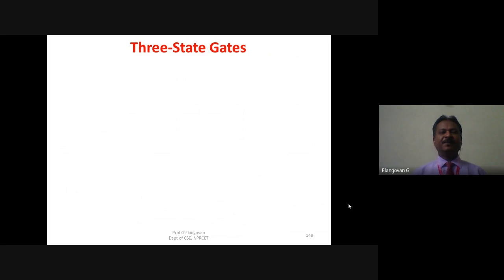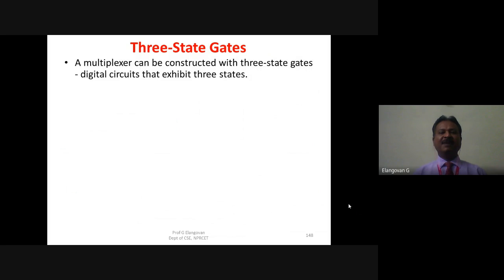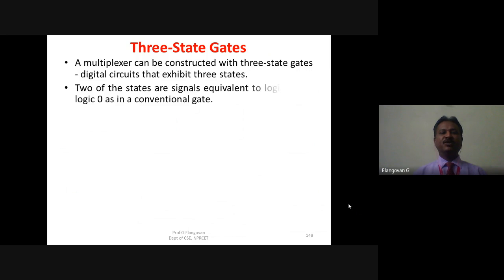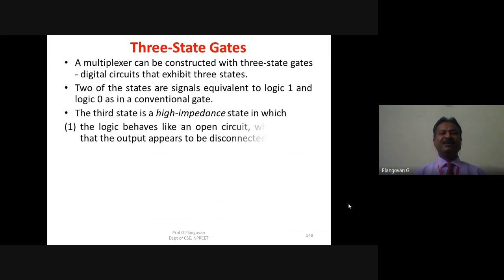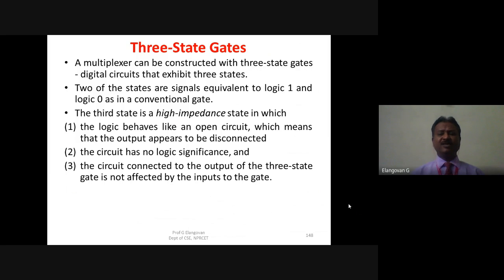The next thing is we will understand the three-state gates. Usually logic gates have only two states, either low level or high level. But sometimes the logic gate is required to have a third level, and these are referred to as tri-state gates. The third state is neither 0 nor 1. Sometimes it is required to make the output invalid, which is called high impedance. The high impedance state will never have 1 or 0. That means the output is disconnected. There is no output, so it has no logical significance.